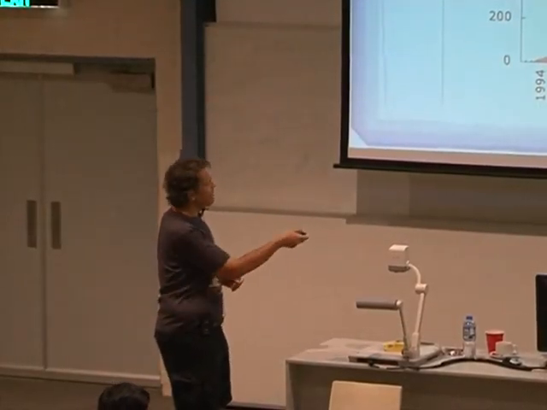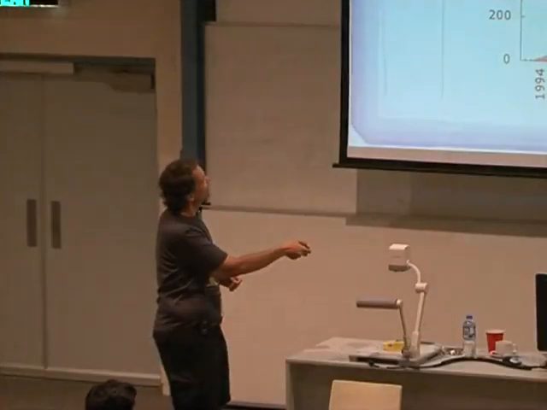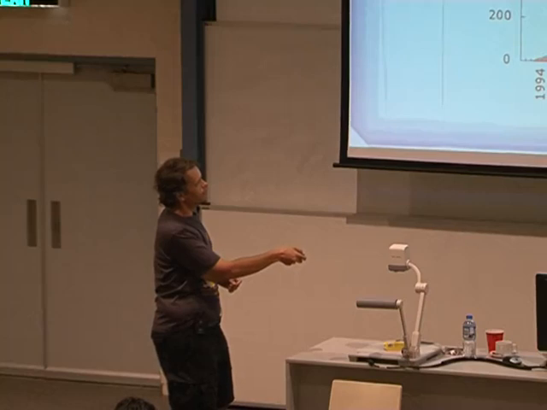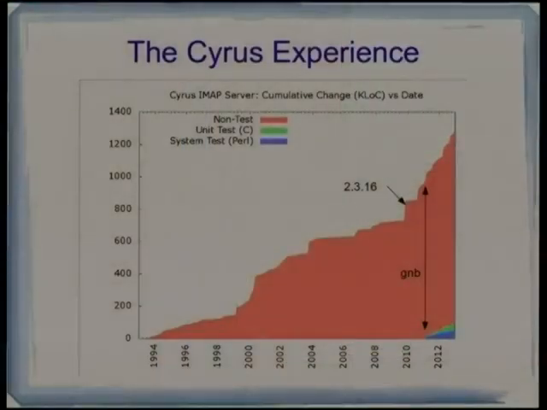You can see over here, this is where I started working on the project, and that's where the tests started existing. This is the non-test code in red. Down here we have two tiny little flavours of test code. Incidentally, this huge jump in complexity is 2.3.16. That's what RHEL 6 ships today. Please don't use 2.3.16. We don't even know how to support it anymore. Anyway, this is not completely atypical of old C projects.